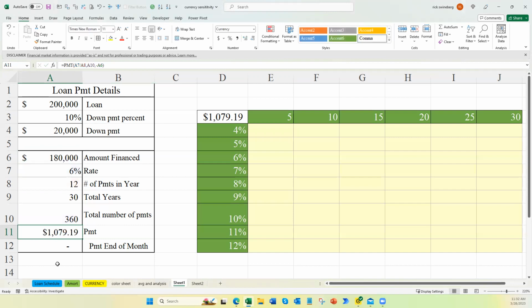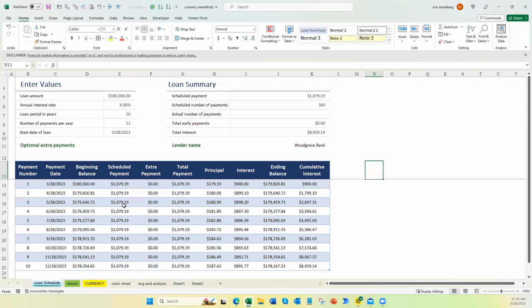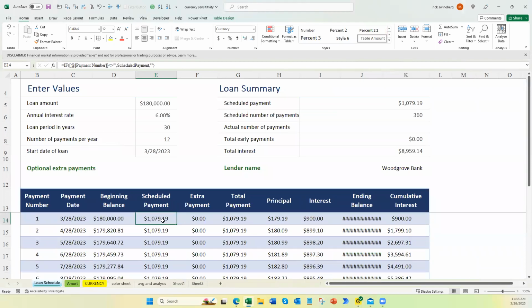So when you input that, 180,000 financed over 30 years at 6%, you're going to have a payment of 1,079.19. All right, so let's go ahead and verify that with our amortization schedule. And as you see here, that's the right amount. 1,079.19.